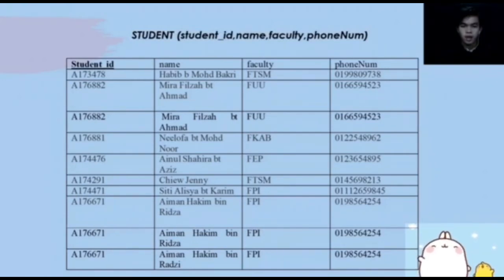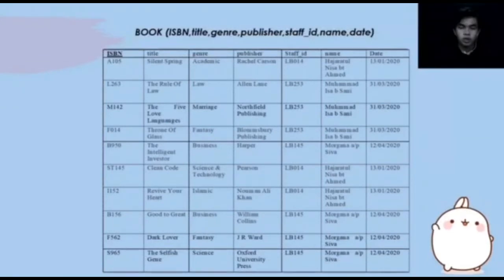A173478, name Habib bin Muhammad Bakri, faculty FTSM, and phone number 099809738 are attributes for the entity student ID, name, faculty, and phone number. In the book table, ISBN determines title, genre, and publisher. A1005 is the ISBN for the book. Silent Spring is the title of the book. Academic is the genre for the book, and Rachel Carson is the publisher of the book.